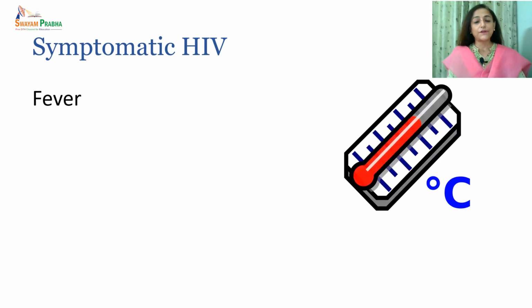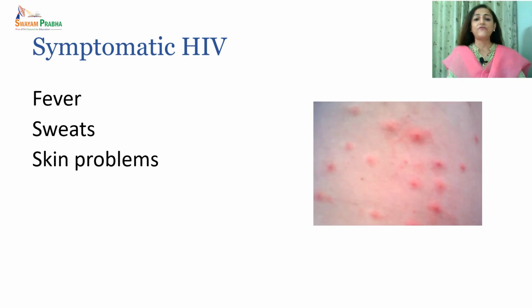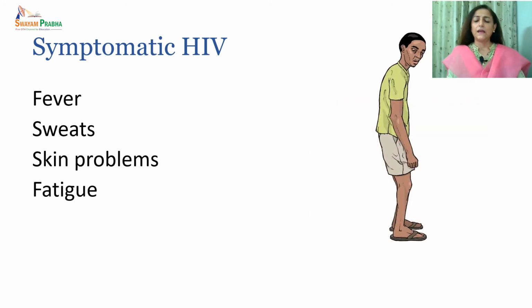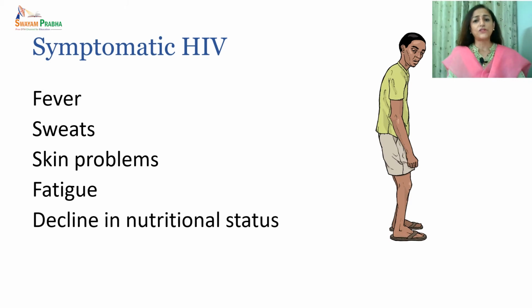Stage 3 is also called symptomatic HIV. In this stage, the AIDS defining symptoms will start appearing, such as fever, sweating, skin problems, and fatigue. A decline in the nutritional status and body composition may also occur. Here, the patient may see weight loss, and loss of lean body mass can also occur. Lean body mass is the protein part of the body.